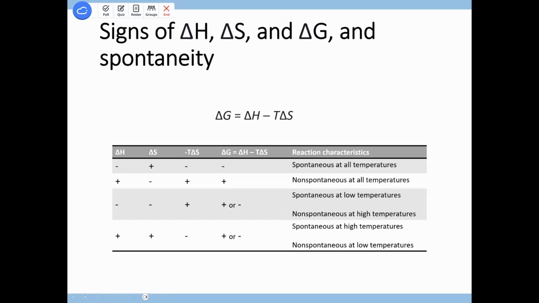Then if we have both positive, delta H is positive, so we need to make sure that when we subtract T times delta S, that's a largely negative number. So if temperature is high, then it will be spontaneous. If temperature is low, it's not spontaneous. So certain reactions depend on the temperature if it is spontaneous or not.